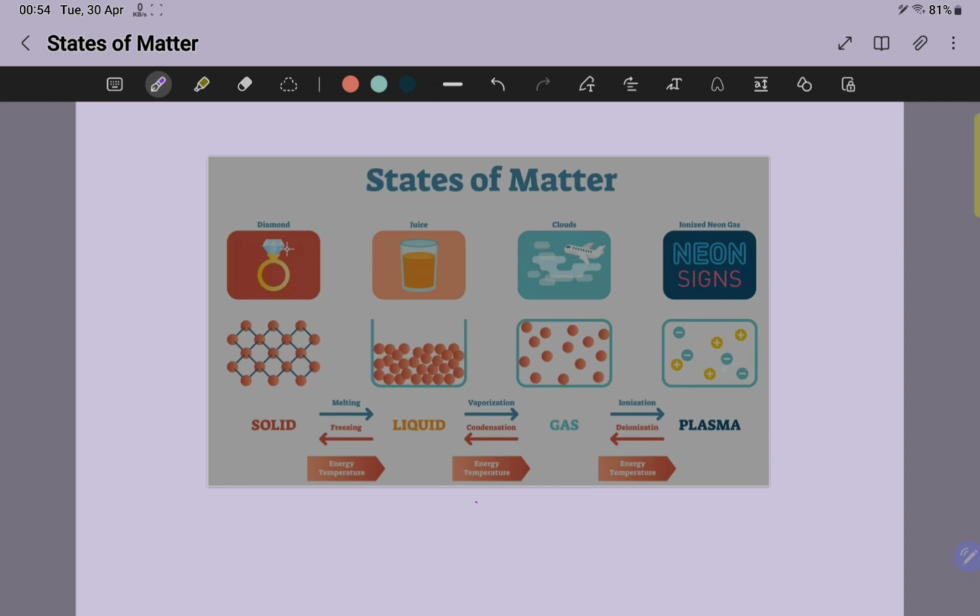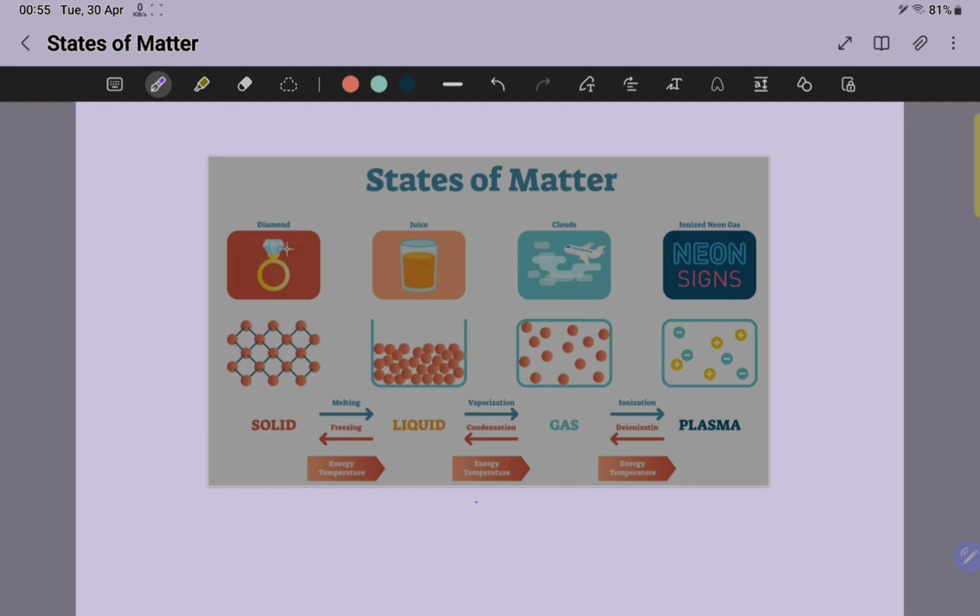And this state of plasma is mostly found in gases when they are in the ionized form. Now, if you look at this picture carefully, you will see that solid on melting forms liquid, then vaporization gives gas, and then ionization gives plasma. And then plasma on deionization forms gas, gas on condensation forms liquid, and liquid on freezing forms solid.